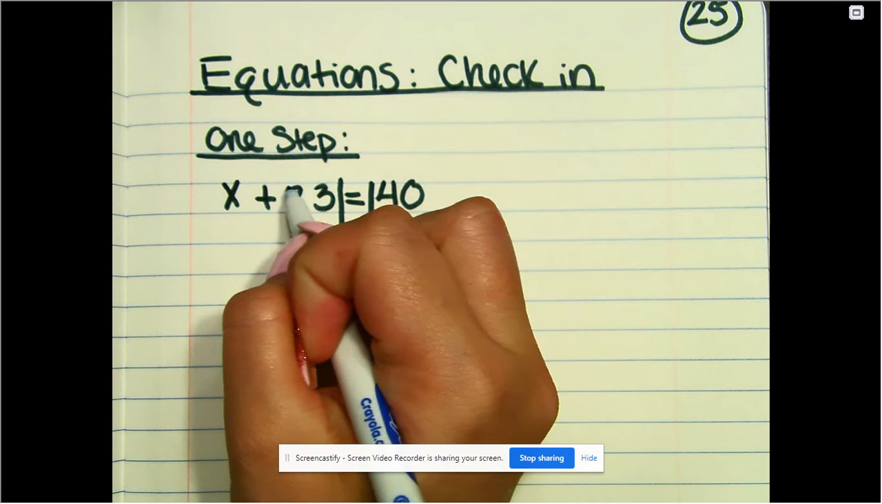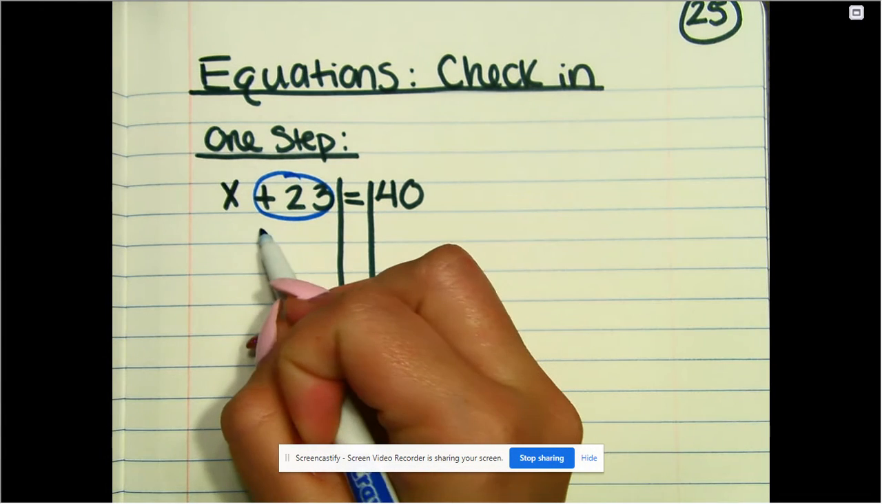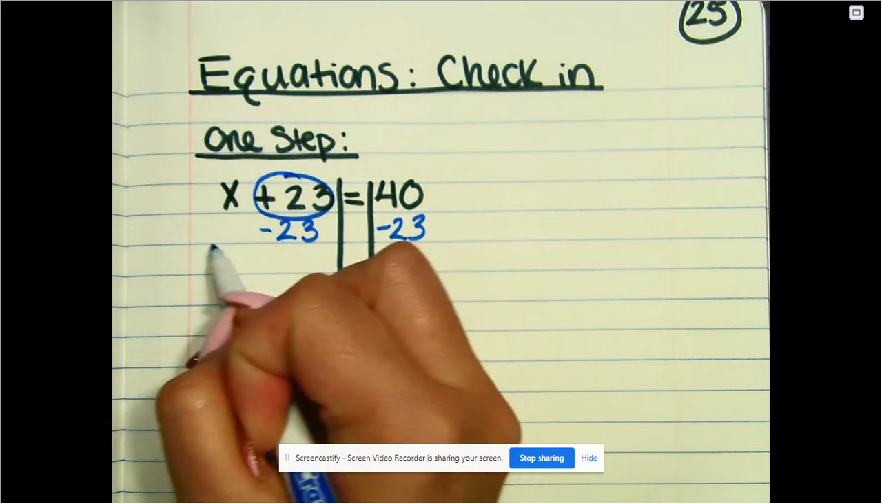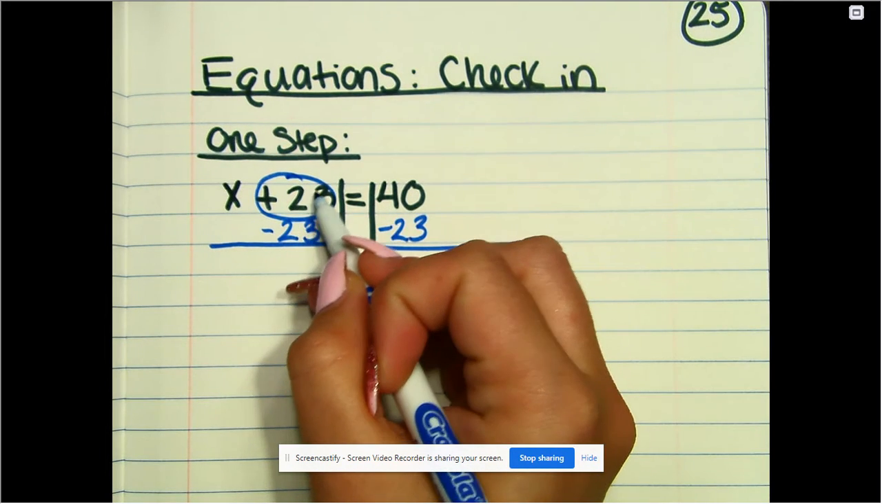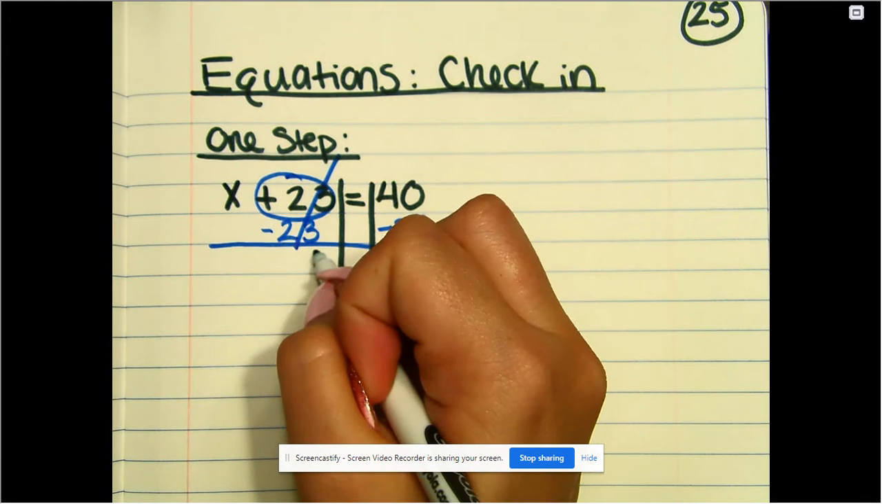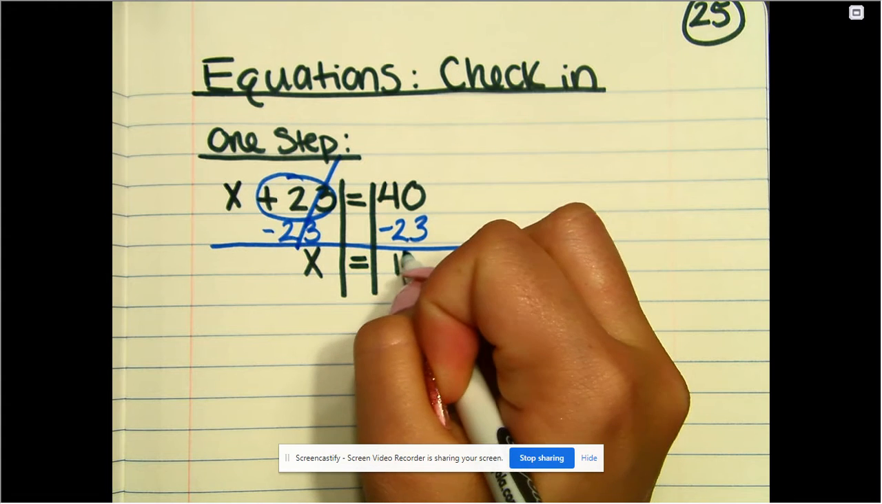So we're going to do the opposite or inverse of adding 23 on both sides, and that number is subtracting 23. And this works because 23 subtract 23 is 0. So that's created a 0 pair. I'm going to bring down my x value. And 40 minus 23 is 17.